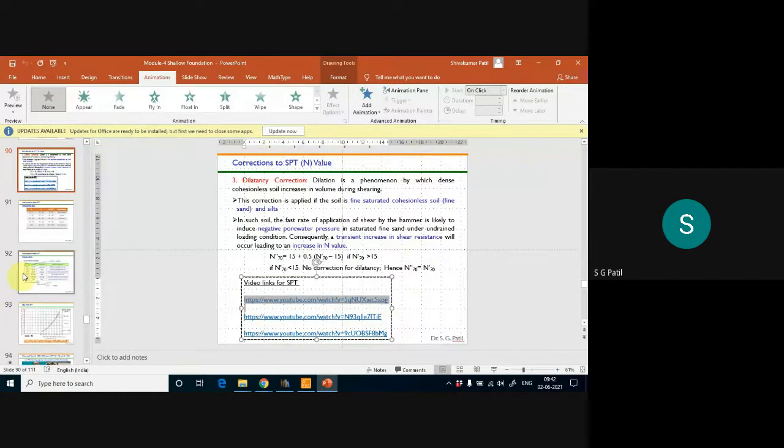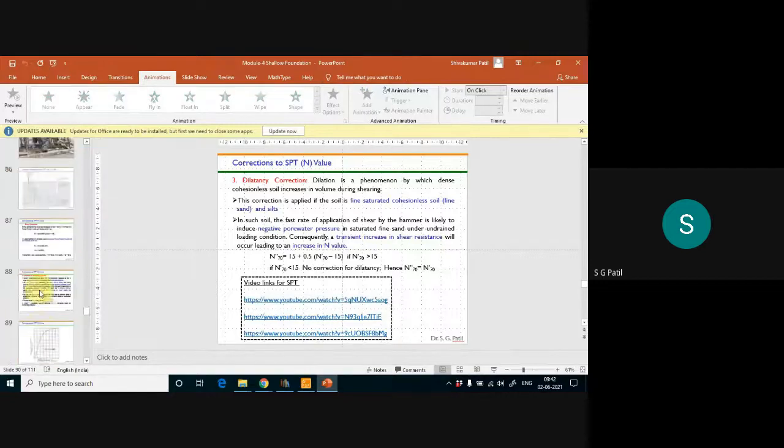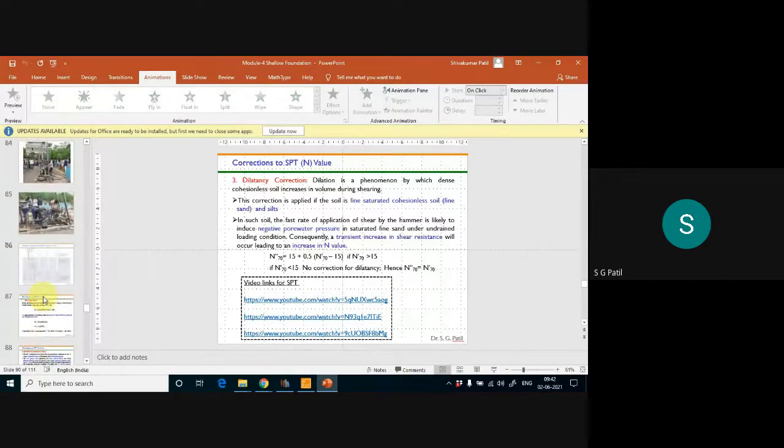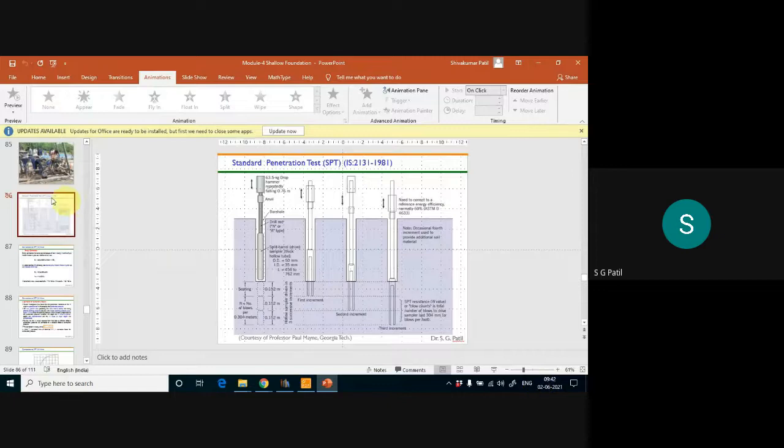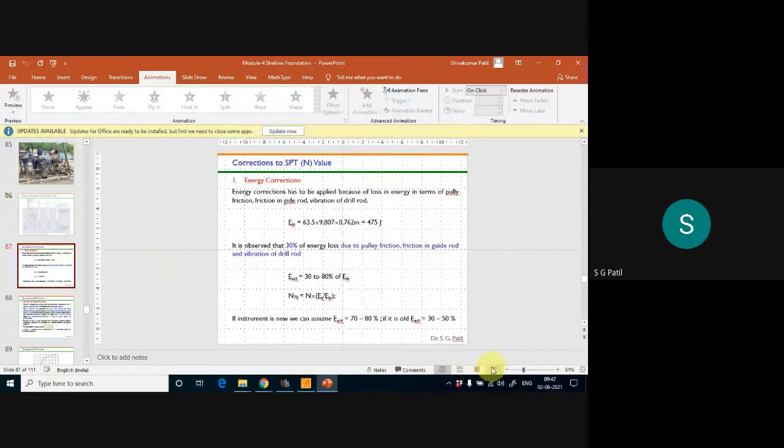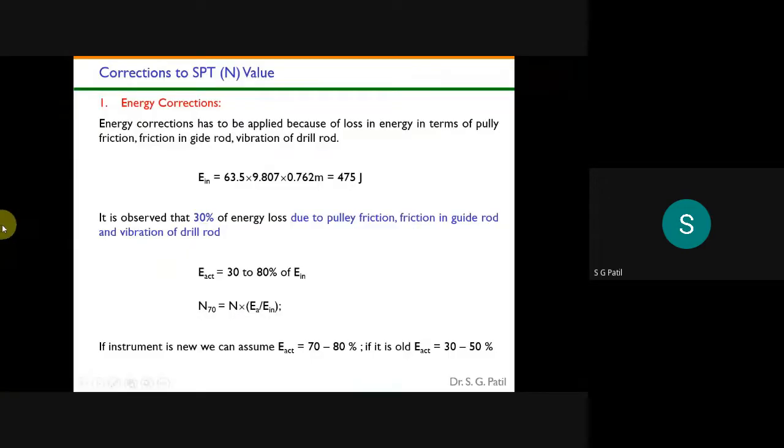So let us come to the test here. Now you are familiar with the procedure. Whatever N value we get from the field, some corrections have to be applied to that N value. So what are those corrections? We will see in these slides. There are three corrections we are supposed to apply.